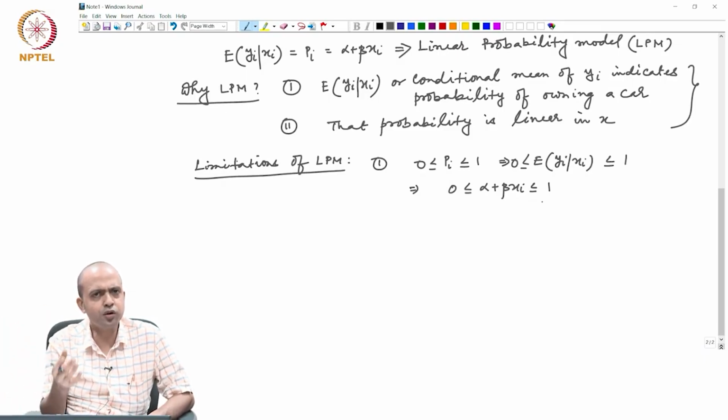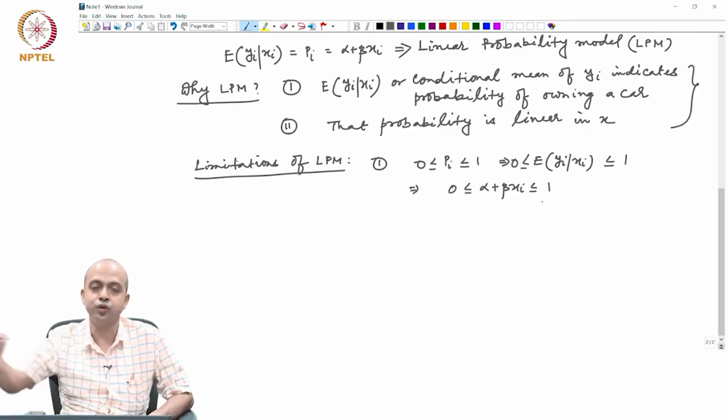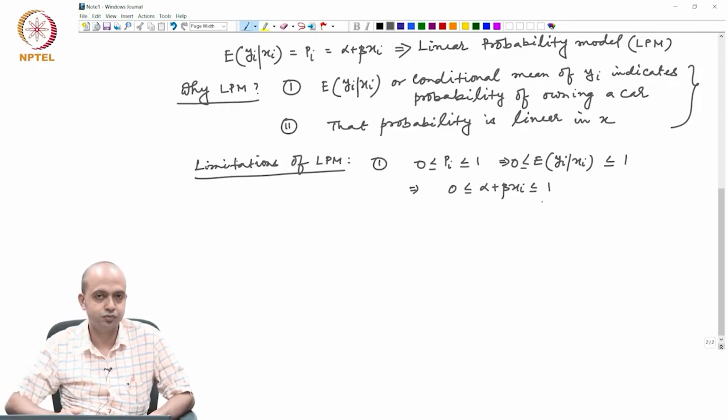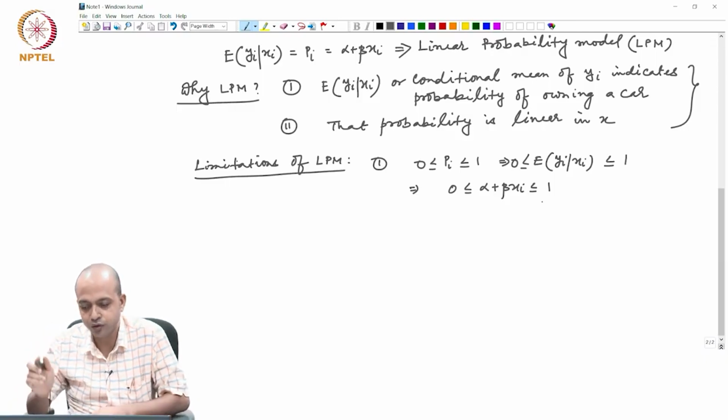So, the probability of owning a car will keep on increasing as x increases, since it is a linear probability. So, it may so happen that at some point of time your probability will go beyond 1, since you are calculating probability with a linear function. So, that is why there is no guarantee that this Pi or expectation of yi given xi will always lie between 0 and 1. Okay.